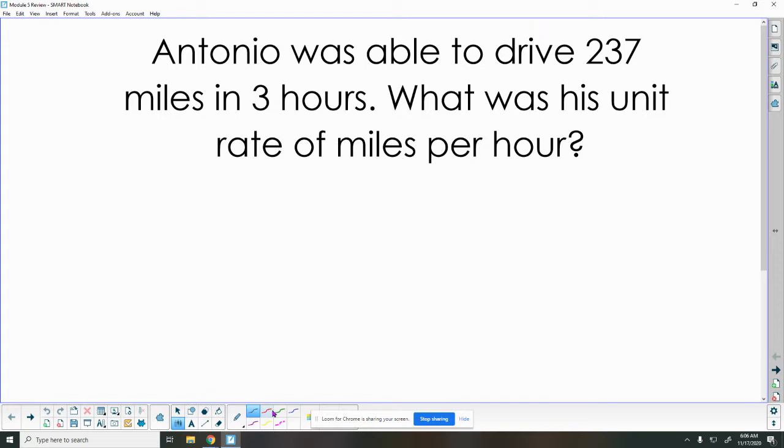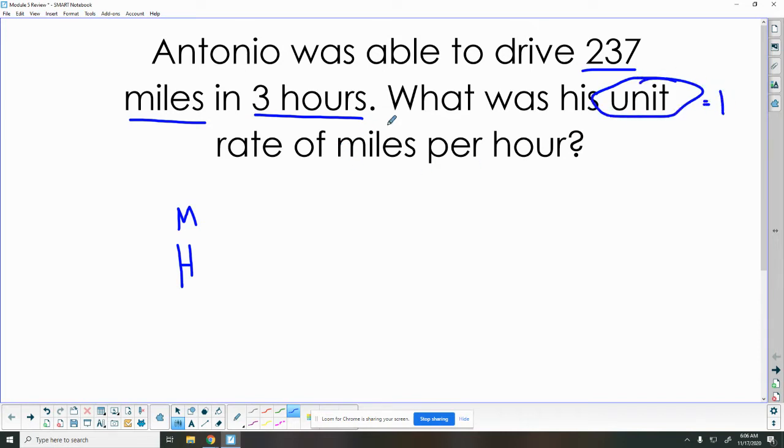So Antonio was able to drive 237 miles in 3 hours. So I'm hearing that we're comparing miles to hours. So we've got miles and hours. What was his unit rate? Remember, unit equals 1 of miles per hour. So we need to turn this hour into a 1.